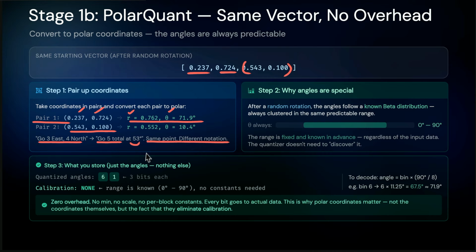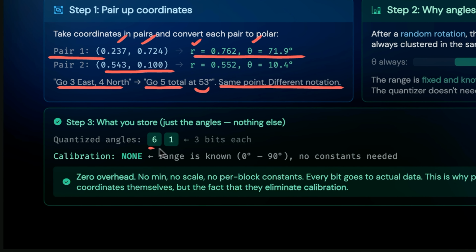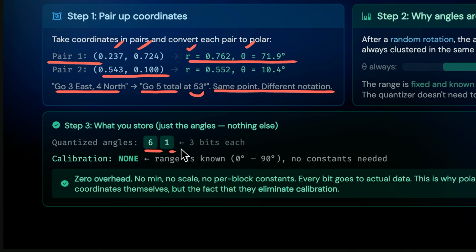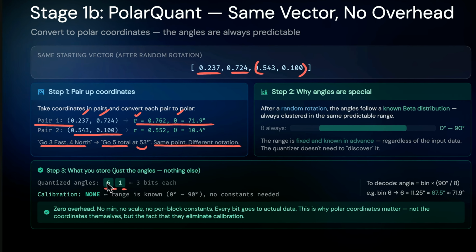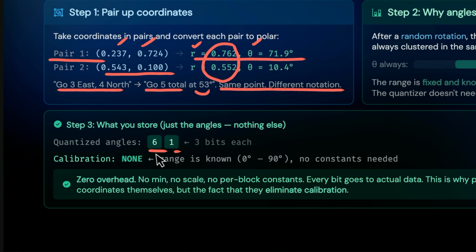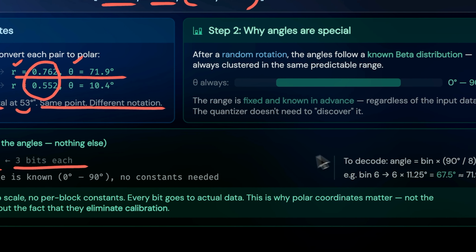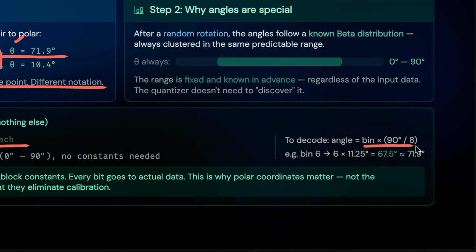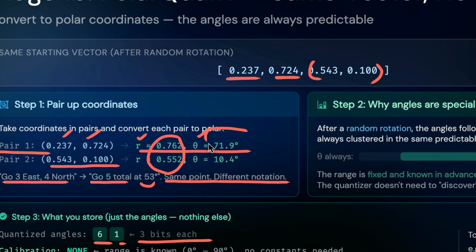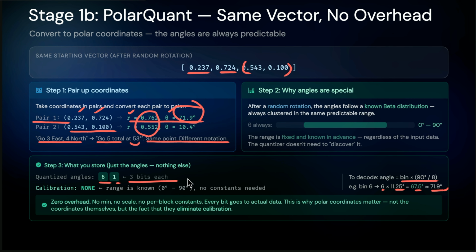Let's say now when we store this as quantized bins, we get 6 and 1. I showed you how we get to these bins, right? We calculate this range and so on, and see where these two fall, and they fall into bin 6 and 1. Each of these is 3 bits, and if you want to dequantize it, we just take bin times 90 by 8, that is 6 times 11.25 degrees, 67.5 degrees, which is close to what we have here. So this is the magic of polar coordinates, right? It's not about the math being elegant. Now when you say 3-bit quantization, you are actually getting the benefits of 3-bit quantization.